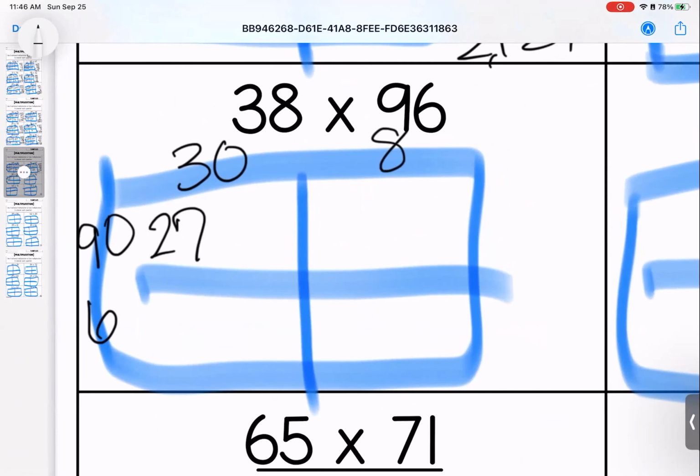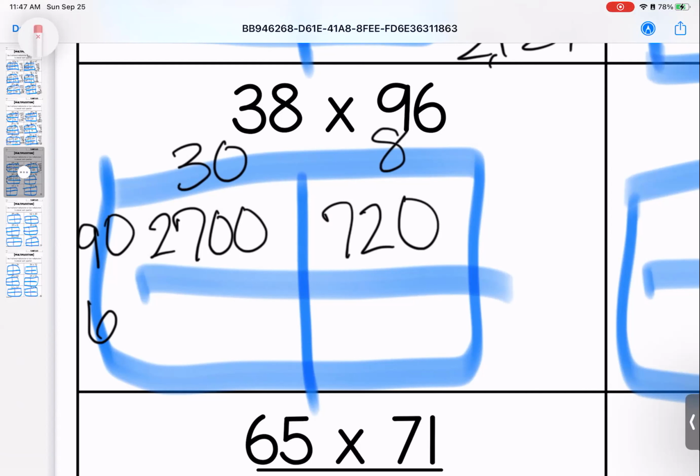9 times 3 is 27, 2 zeros. 9 times 8 is 72 and a 0. Remember, with our 9s, our answer, if we add our digits, should add up to 9, right? Quick check. 2 plus 7 plus 0 plus 0 is 9. 7 plus 2 plus 0 is 9. I know that they are good because we use that quick check.